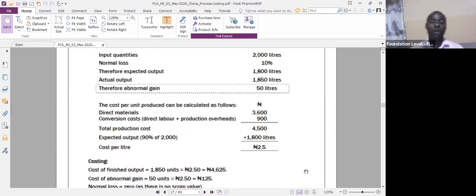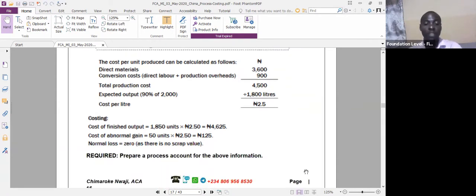Then we also have what they call abnormal gain. So now abnormal gain always stays in the left-hand side of the account. So this is 50 units multiplied by 2 naira, which is the cost of the good item, good amount that's one part of the total expected output. Okay, but since we have no normal loss, it is seen to be 0.